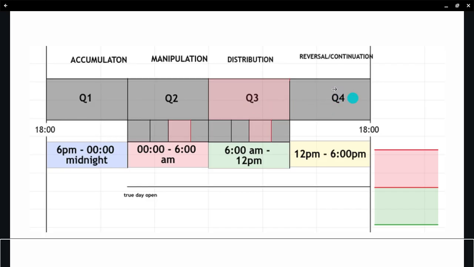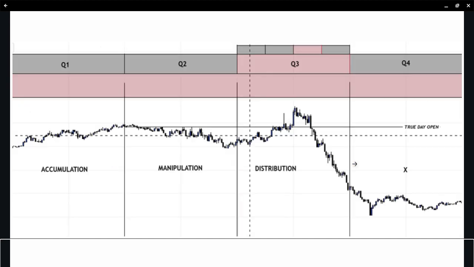I suggest only focus on this one, because this is either the reversal of the previous cycle or the continuation, depending upon the algorithm and how it works. See, this is the chart example of what I was explaining about. Q1 accumulation, Q2 slight manipulation. Manipulation ran until when? The beginning of Q3.